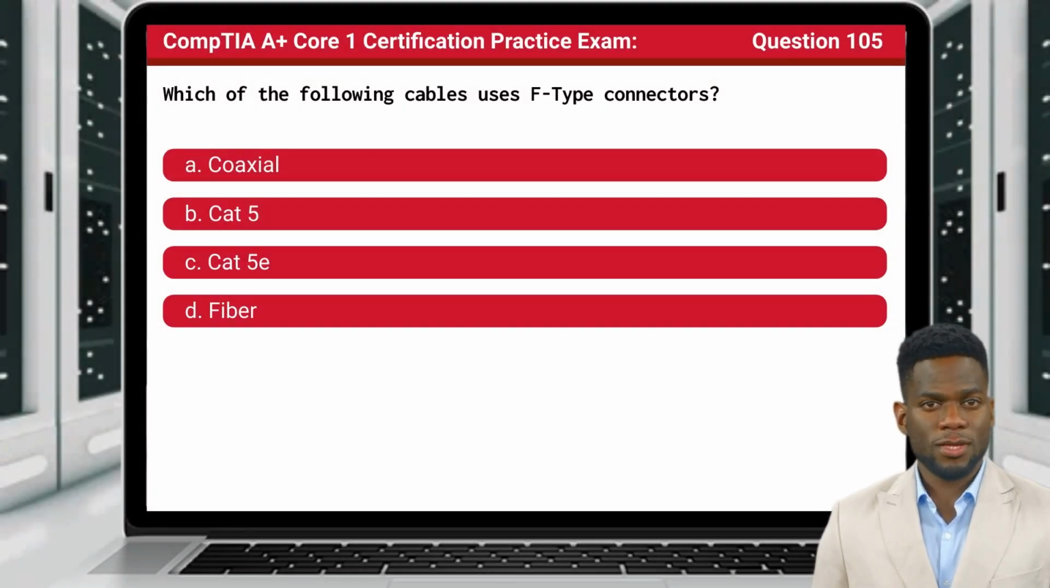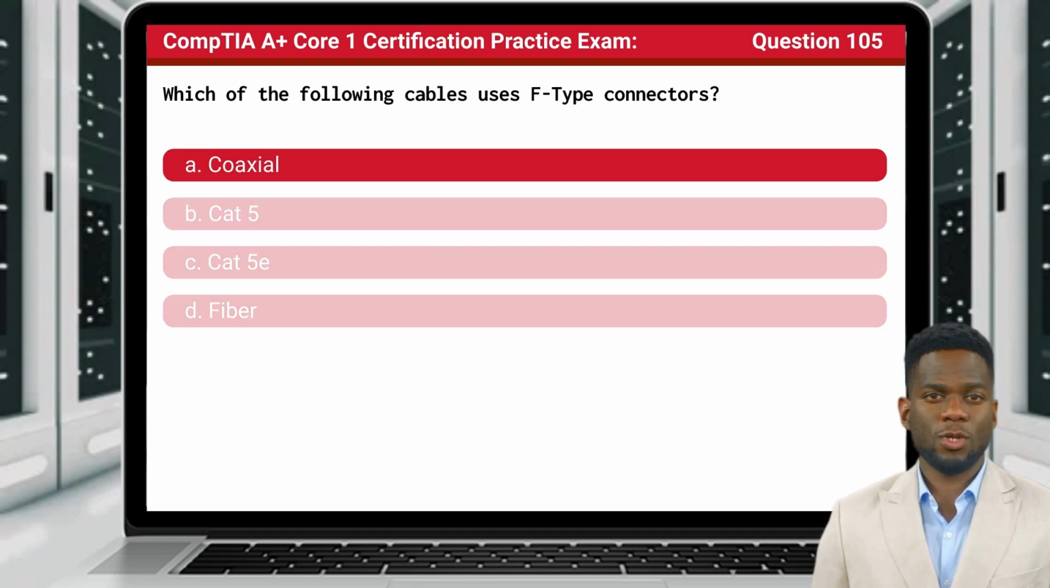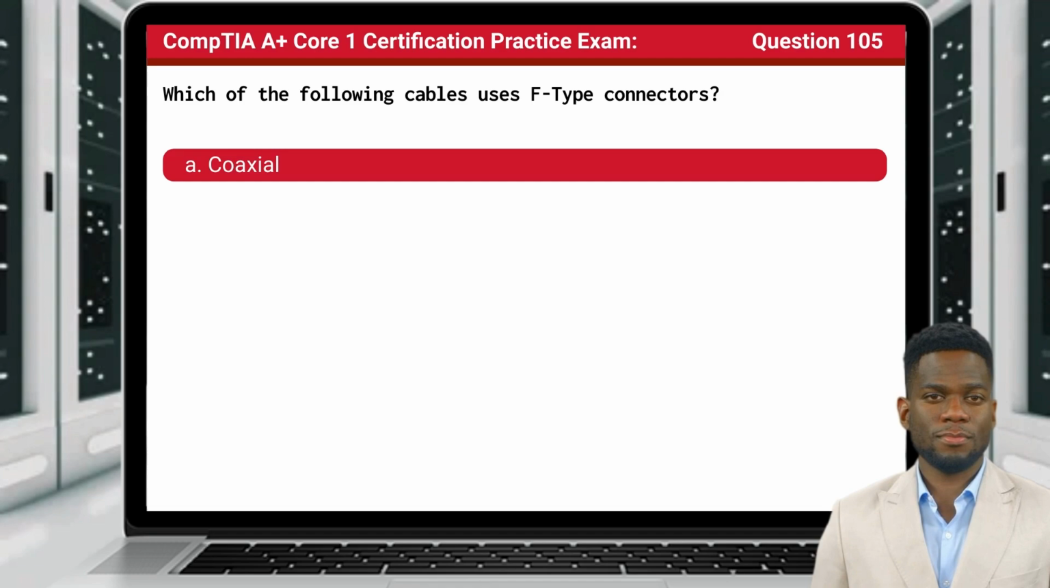Question 105. Which of the following cables uses F-type connectors? The answer is A. Coaxial.